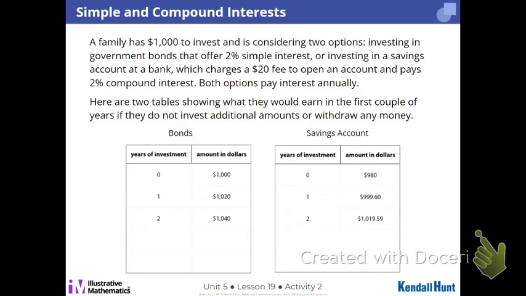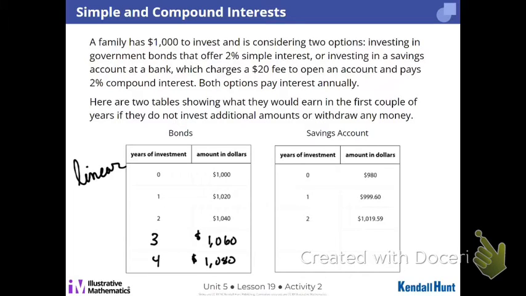First thing you need to do is fill out the table. So I'm going to run us through the bonds through 4 years. What's happening each year, friends? It's going up $20, and that's because that's 2% of the original value, $1,000 per year. That's called simple interest. Is this exponential or linear in nature? Linear.